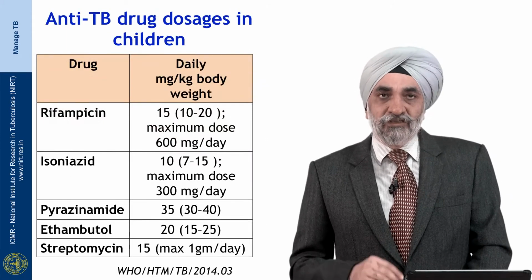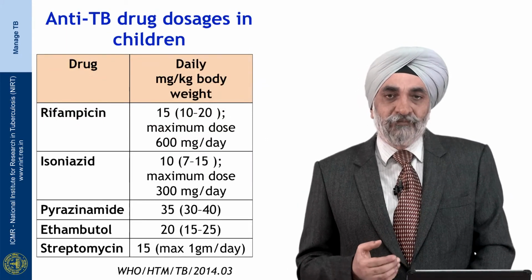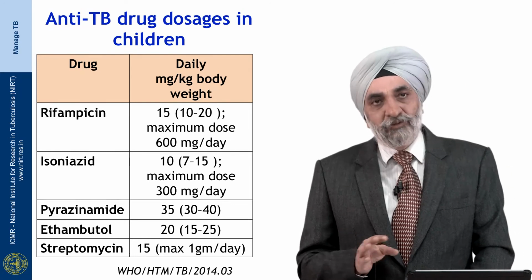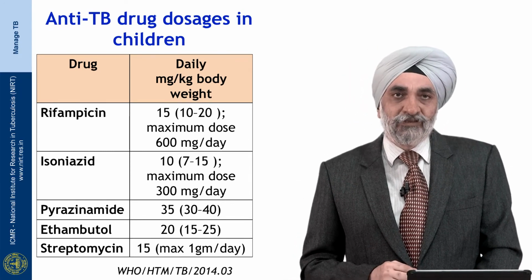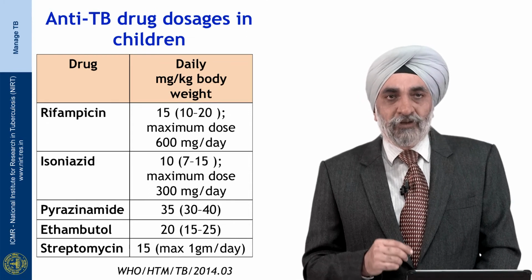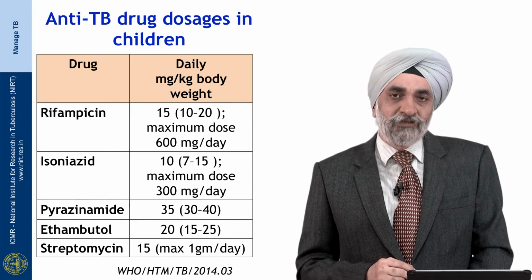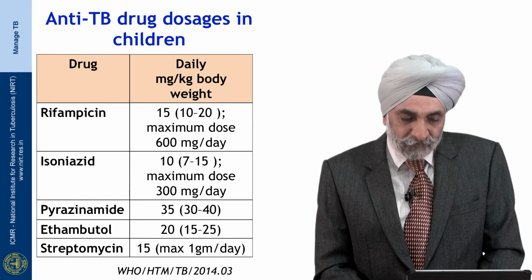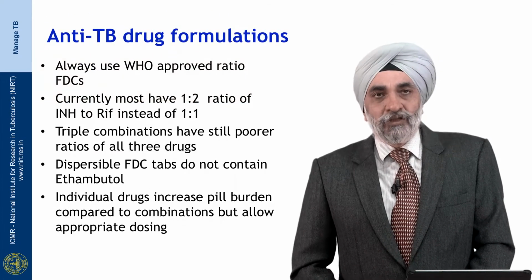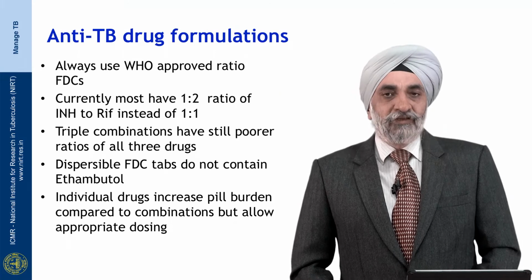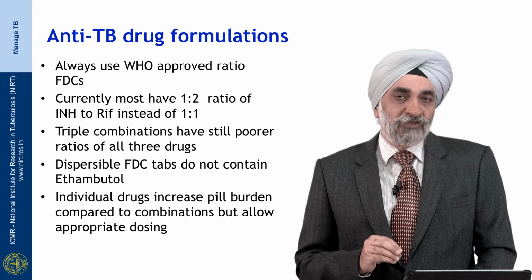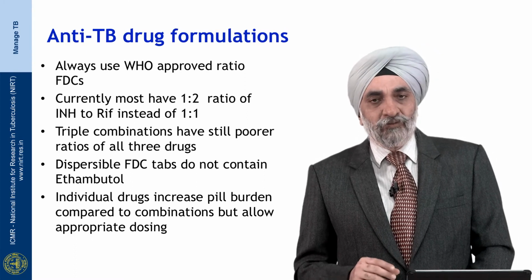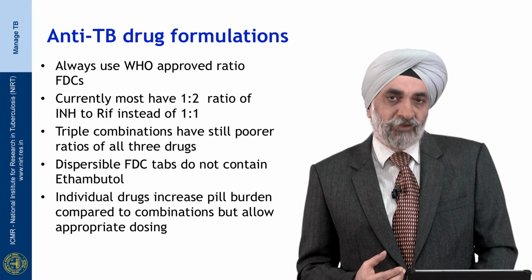The drug doses in children are higher, rifampicin by 15 mg per kg, say between 10 to 20, isoniazid by 10 mg per kg, pyrazinamide by 35 mg per kg body weight per day, ethambutol by 20 mg per kg body weight per day and streptomycin by 15. What is important to remember here is, when we use these drugs individually, it adds to the pill burden, which sometimes can affect the adherence, and therefore often what we use is a fixed drug combination.